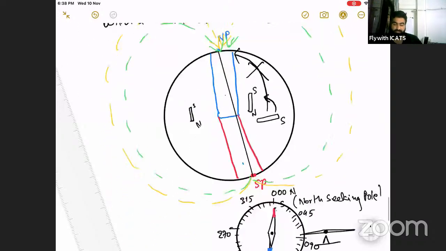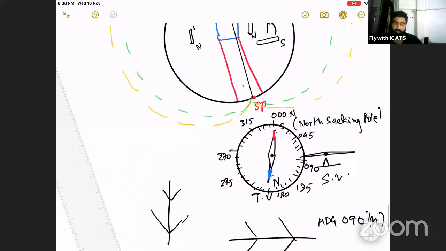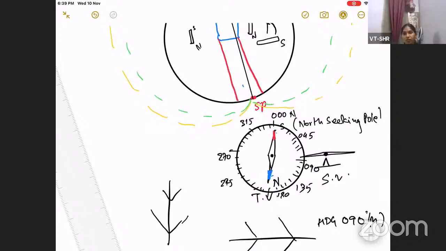So Shweta, what do you think? How can you define the north seeking pole of a compass needle? The north seeking pole of the compass needle is the south pole, which gets attracted to the magnetic north pole of the earth. Very good. North seeking pole is the south pole of the magnetic needle. Just make sure you mention that also for clarity for the other person who's listening to it. Which is attracted and aligned with the Earth's north magnetic pole or magnetic north pole. Very good.